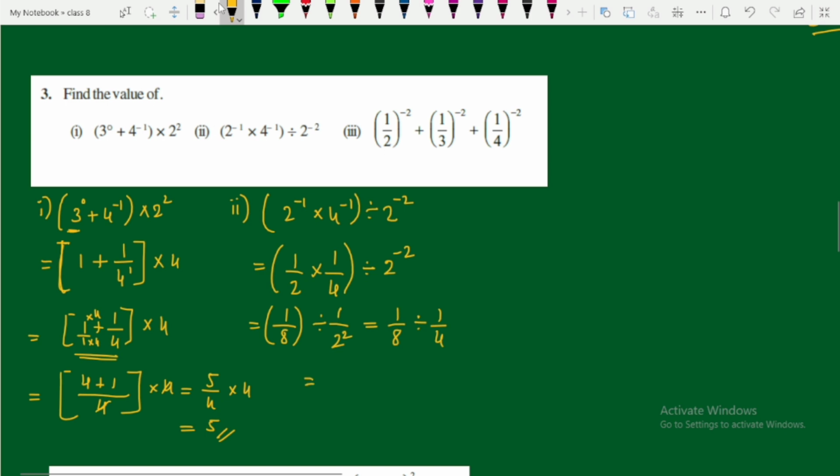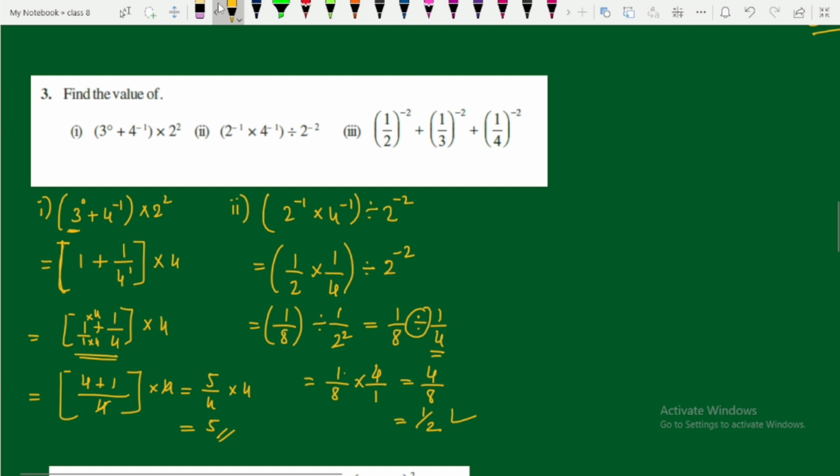So how can we simplify now? 1 by 8. Division we are going to convert into multiplication, changing this symbol. So we have to take the reciprocal of the second term, that is 4 upon 1. So now it is 4 into 1 over 8 into 1, that is 4 and 8. So now the answer comes 1 upon 2. So this is the answer for question number 2. In this way you can simplify question number 2.